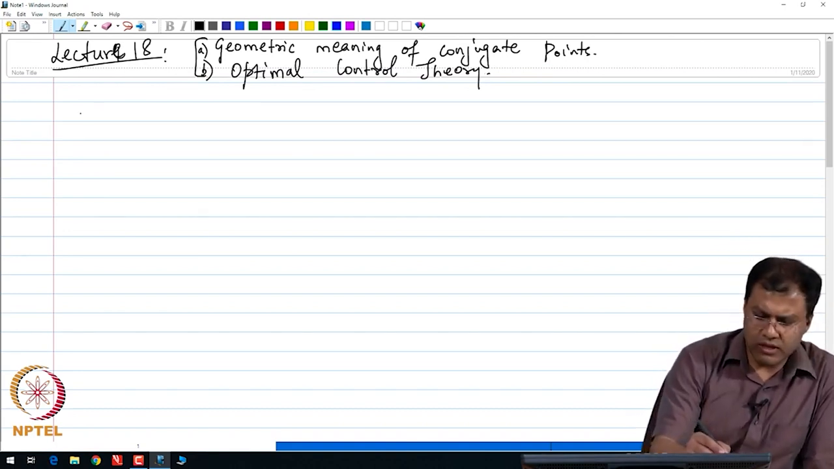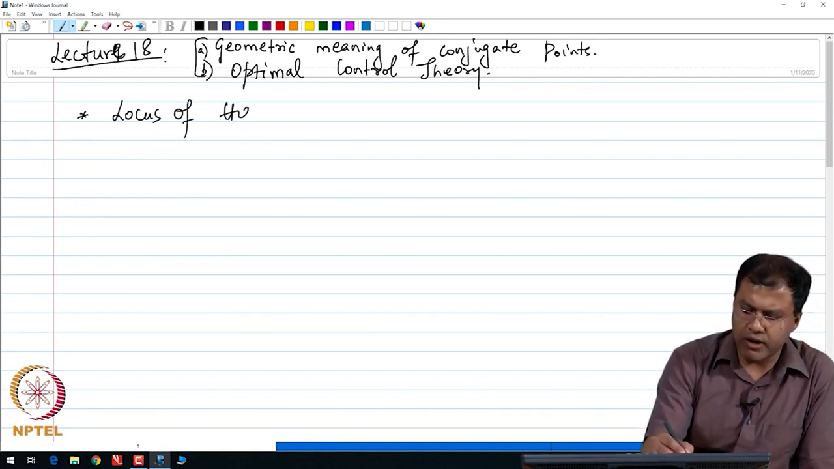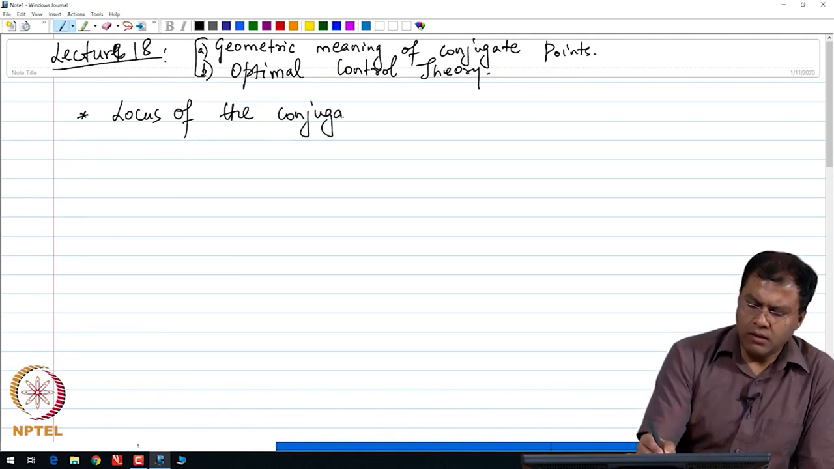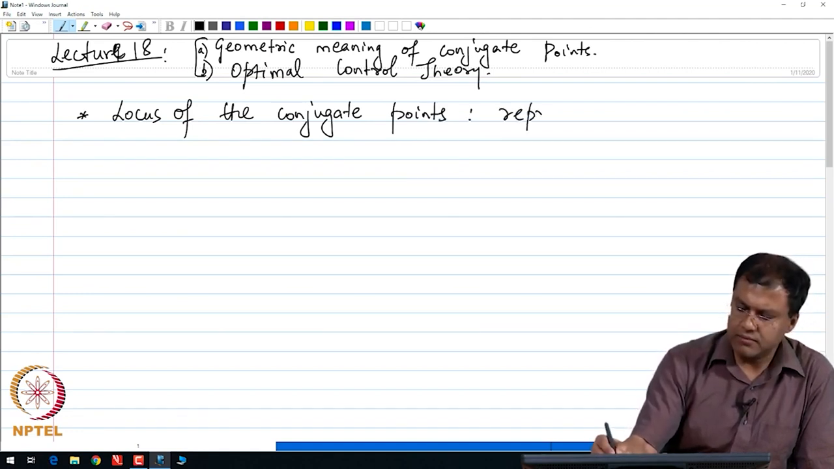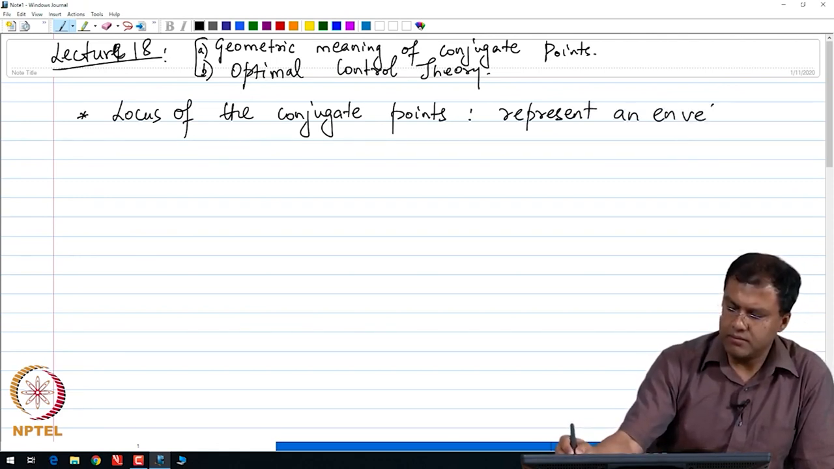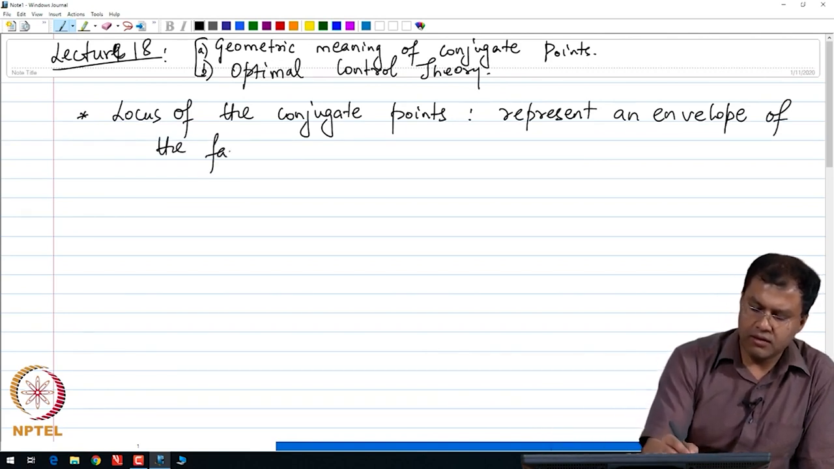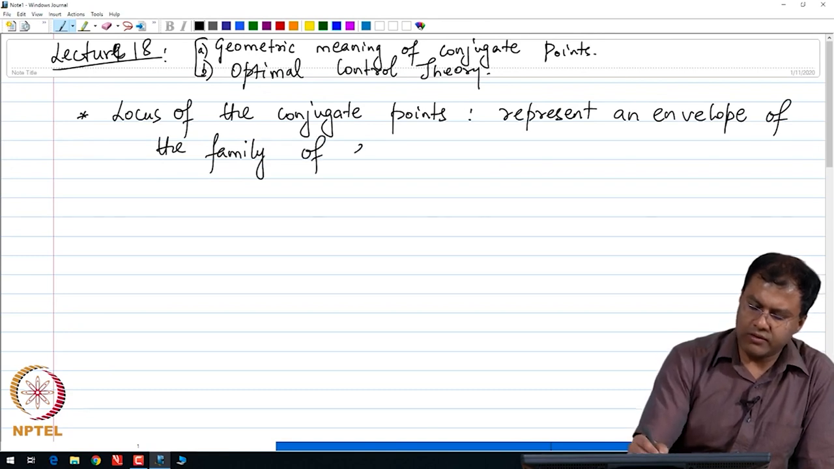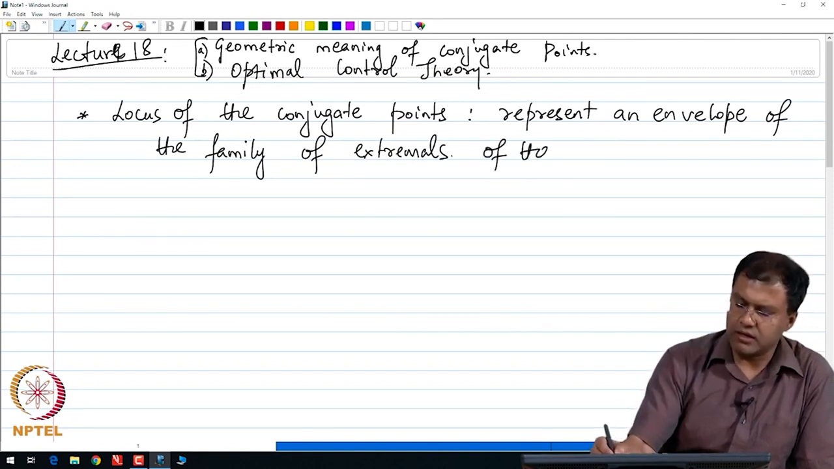Okay. So, the result that I would like to show is that the locus of the conjugate points represent an envelope of the family of extremals of the functional under consideration. Okay.